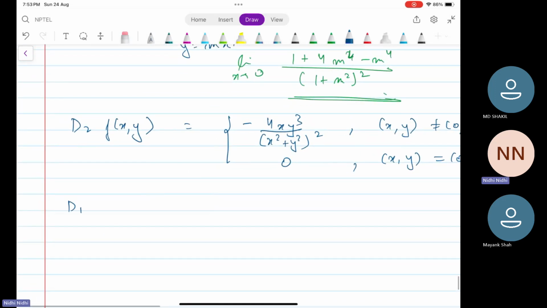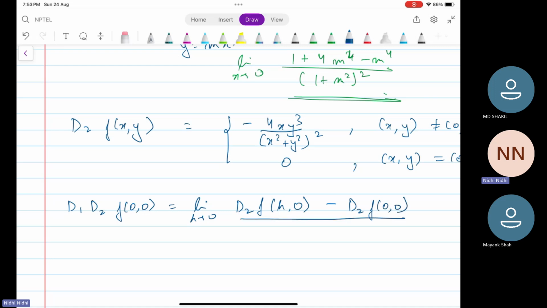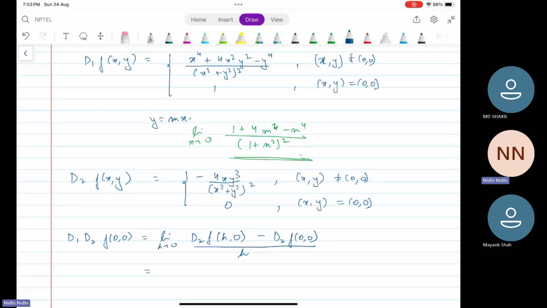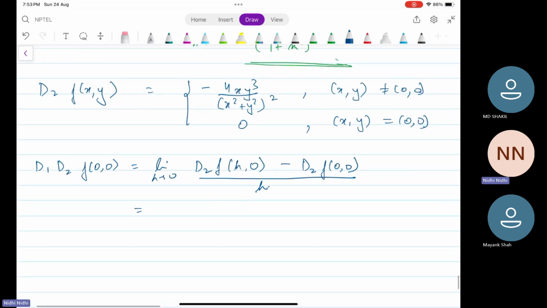So D1 D2 f at (0,0), this is limit h tending to 0 of (D2 f at (h,0) minus D2 f at (0,0)) by h. So this is D2 f at (h,0). This is limit h tending to 0 of minus 4 times something, so basically this will be 0, because the second coordinate y is 0. So 0 minus 0 by h.